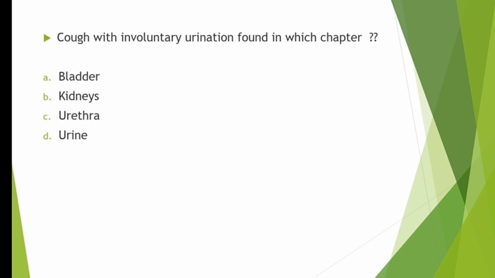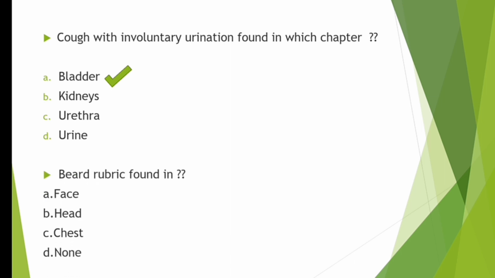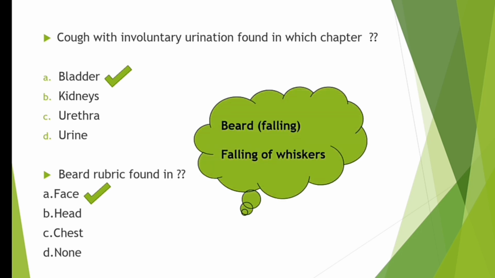Then cough with involuntary urination, found in which chapter? Here also we have to think what the main problem is. Cough with involuntary urination. Involuntary urination is the problem. So where can we find the urination related rubric? Bladder chapter. Simple. Then the beard rubric is found in the face chapter. How can we see the arrangement? In the beard rubric, the cross reference in brackets we can see, falling, then falling of viscous like that, the main rubric.